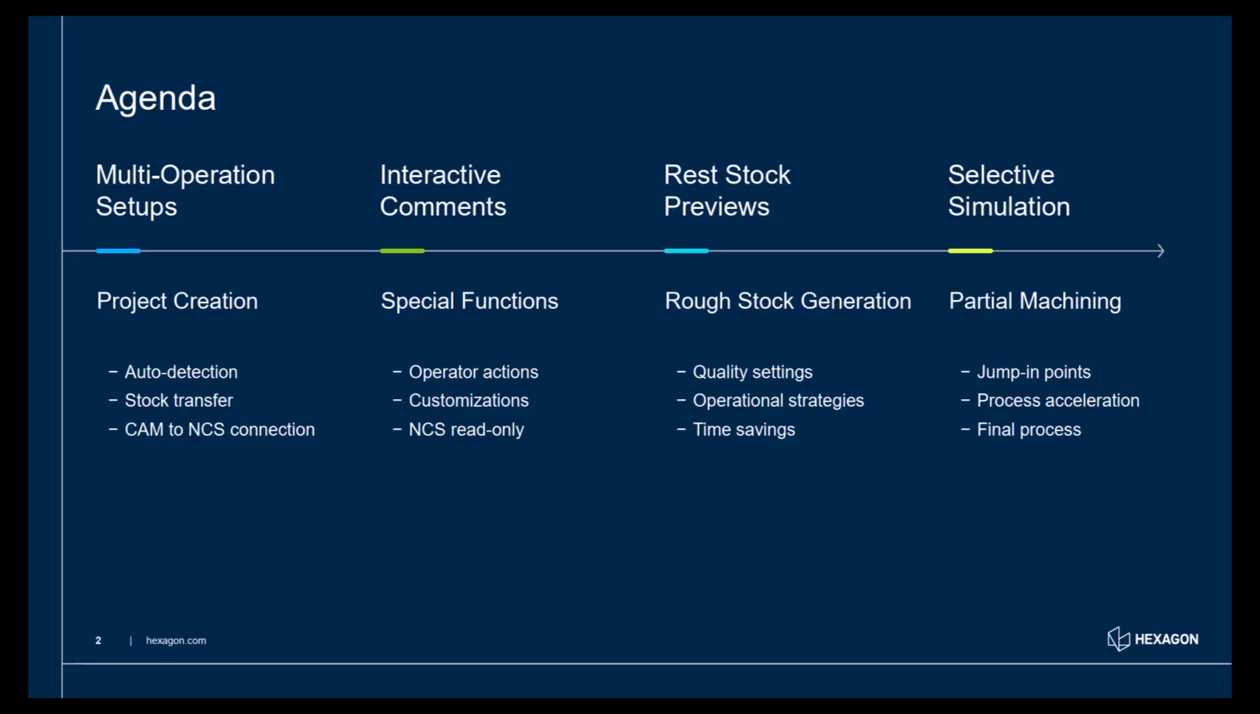From there, we'll switch machines to show the new rest stock previews capability, which allows you to pre-calculate the remaining material at each tool sequence and then only simulate those that are actually the most important to you. That's focused basically on answering the question, why do I need to simulate the entire part again if I've only modified a portion of the code? And hopefully that'll speed up your overall workflow.